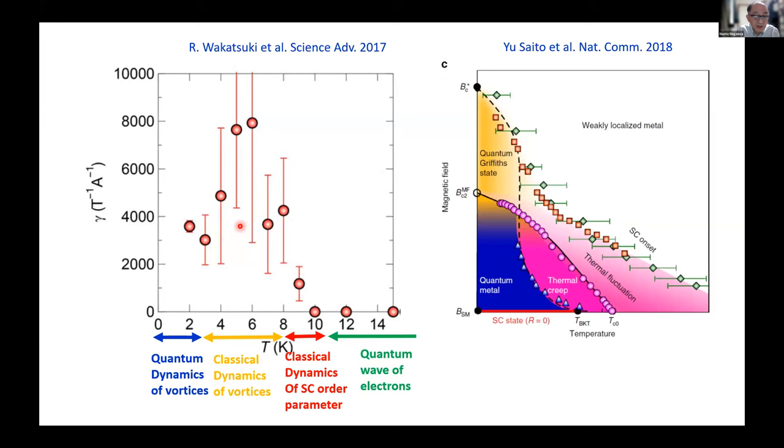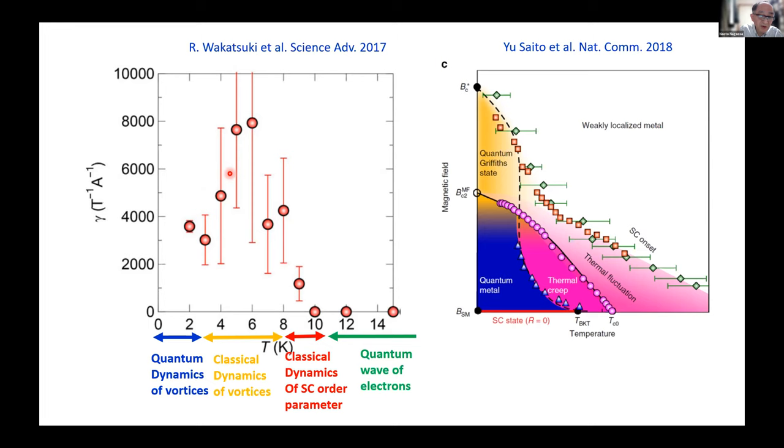But if you further reduce the temperature, the quantum nature of the vortex motion becomes more and more relevant. So maybe many of you know about this quantum metal or Bose metal. We believe that regime is dominated by the quantum motions of vortices, and then the gamma value tends to decrease.